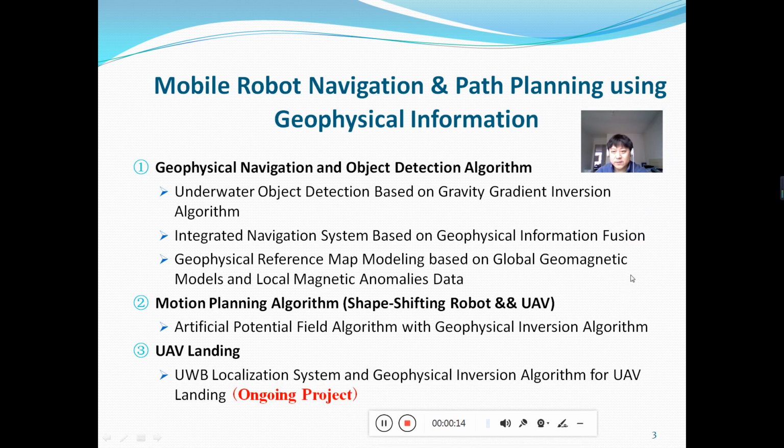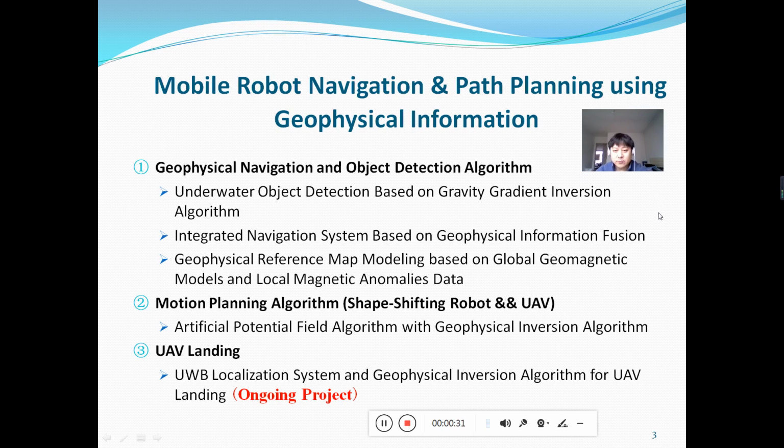Good morning, Professor. My name is Mo, and I'm trying to join your famous lab to do research about mobile robot navigation, path planning, and SLAM. Today, I will present my research in the following topics.